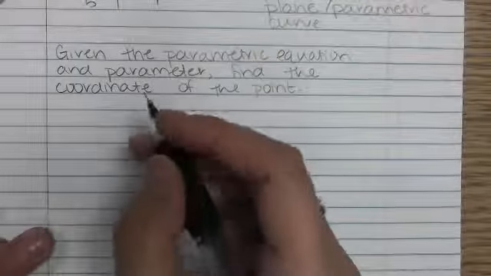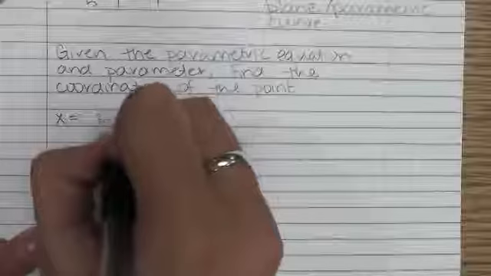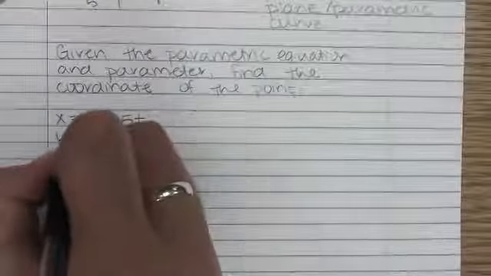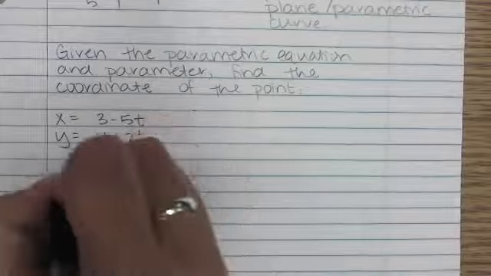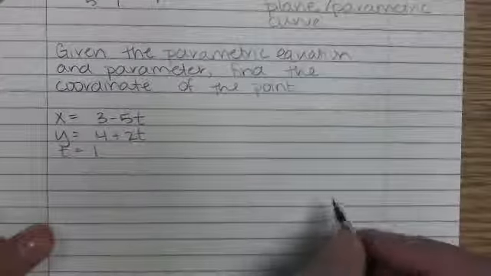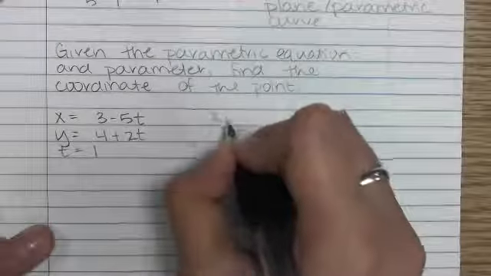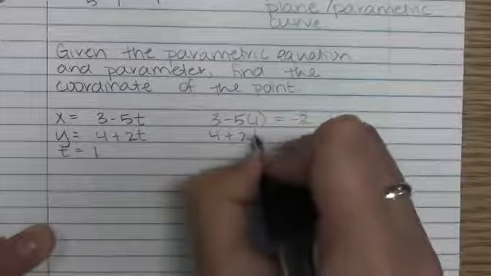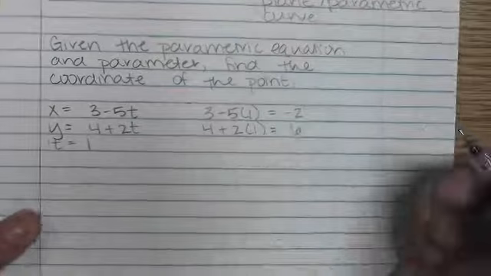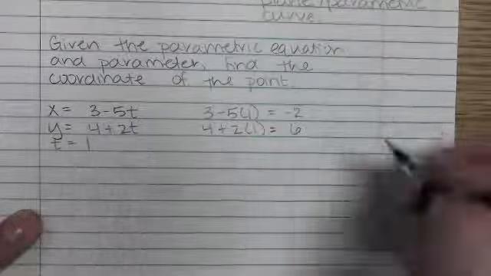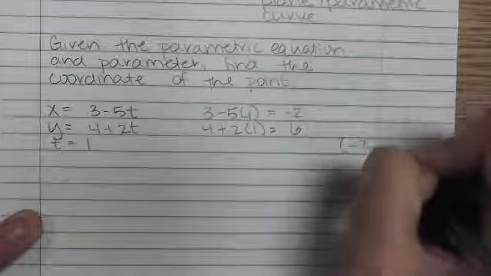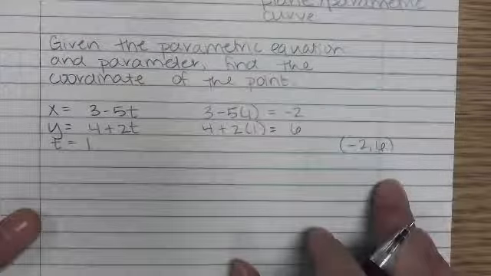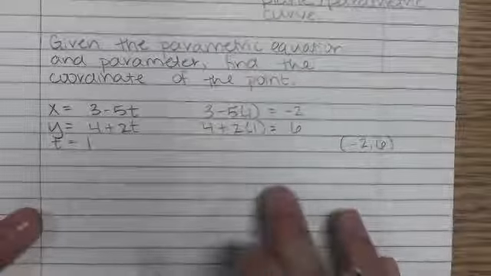Since I'm just saying find the coordinate of the point, that means I'm only going to give you one t value. So here we're going to say x of t, you can write it however you want, is 3 minus 5t, and y is 4 plus 2t, and the value for t that we're going to use is 1. So if you wanted to figure out what the x was, you would say 3 minus 5 times 1 is negative 2, and 4 plus 2 times 1 is 6. And so now we've used the 1, and the point for that parametric curve, or the plane curve at that point, is (-2, 6).